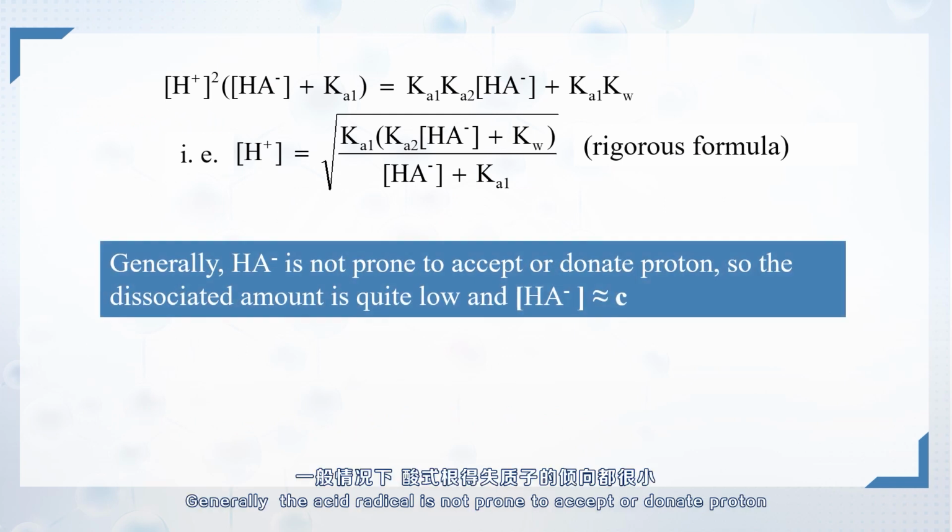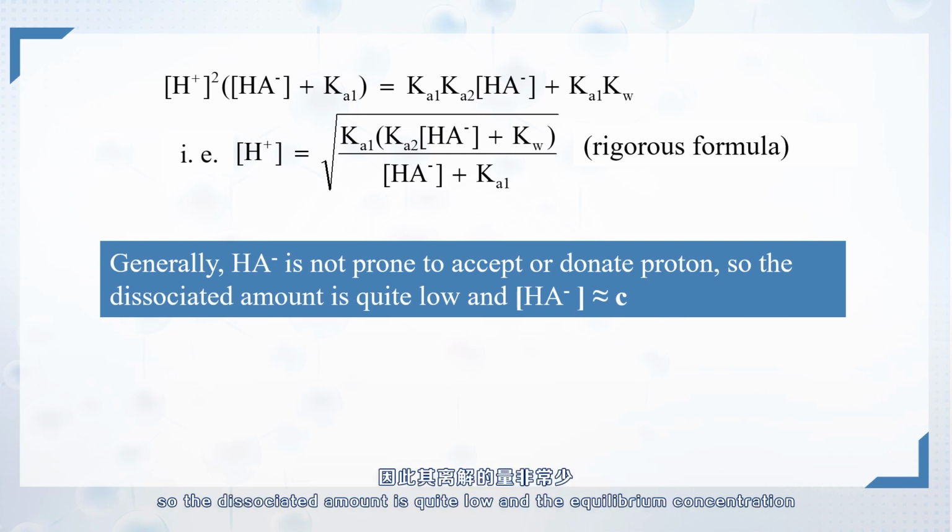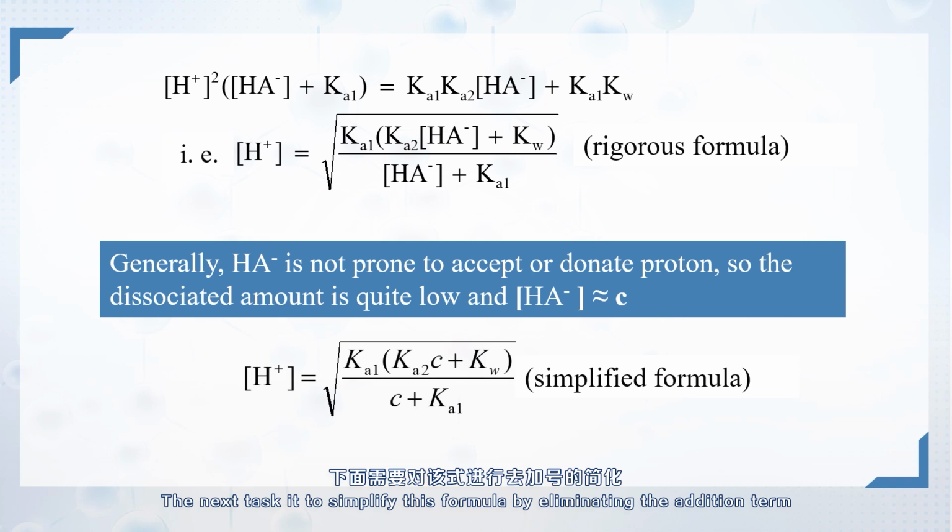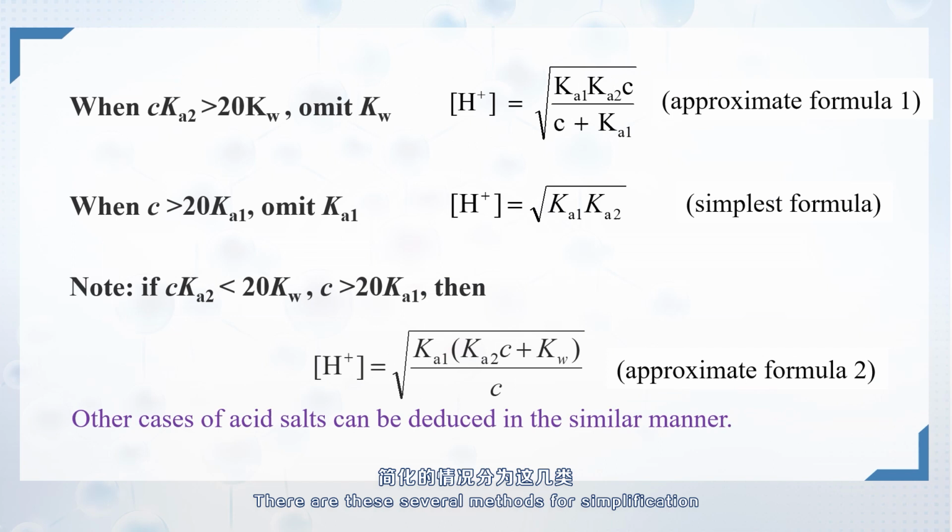Generally, the acid radical is not prone to accept or donate proton, so the dissociated amount is quite low, and the equilibrium concentration of acid radical can be represented by the total concentration to get the approximate formula. The next task is to simplify this formula by eliminating the addition term. There are several methods for simplification. Other cases of acid salts can be deduced in a similar manner.